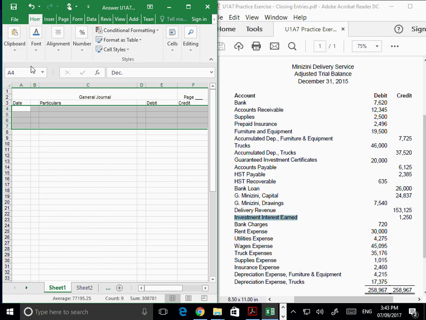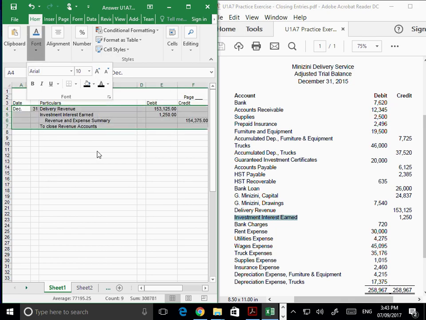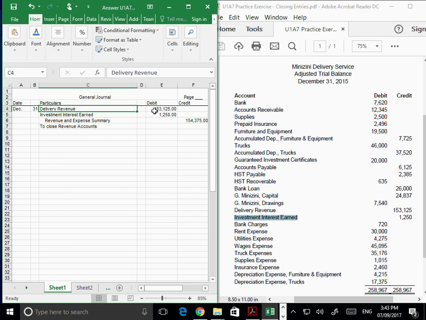When I come over to my spreadsheet, I'll reveal what my entry looked like. I debited the delivery revenue for $153,125, which is the opposite of what the balance is. It's the $153,125 credit. I need to debit that amount to the account to zero it out. There's nothing left in that account. It's a zero balance. Same with the investment interest earned at $1,250.